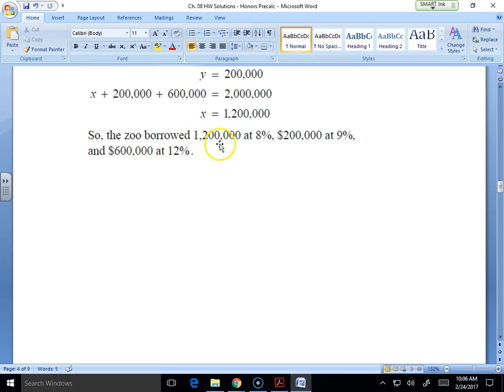Is Zoo borrowing $2 million? Anyway. They borrowed this at 8%, this at 9%, and this at 12%. Why does it make sense they're borrowing less money at a higher percentage? Oh, I'm applying to real life. Come on, sillies. Why would it make sense that they borrow the least amount from the highest percentage rate?